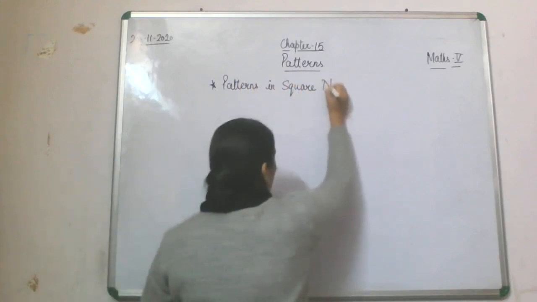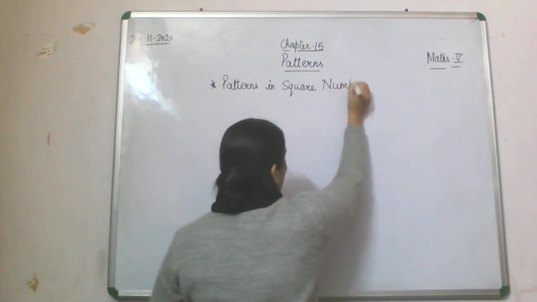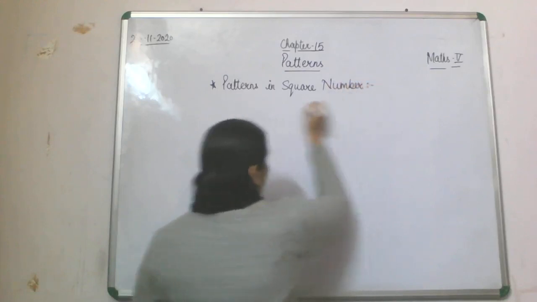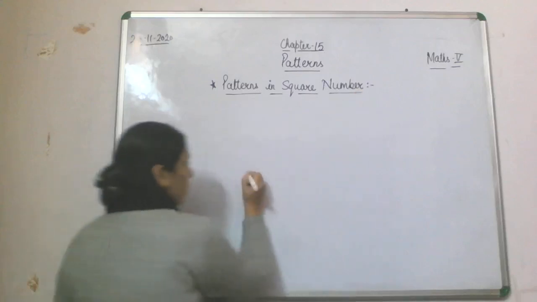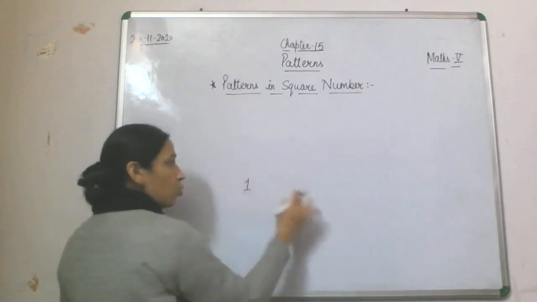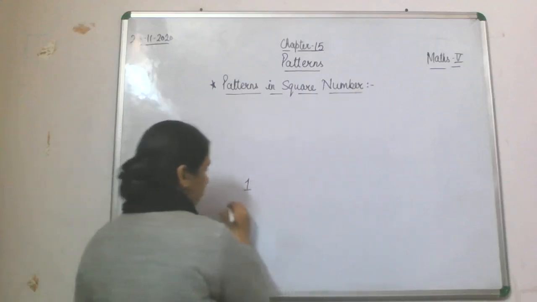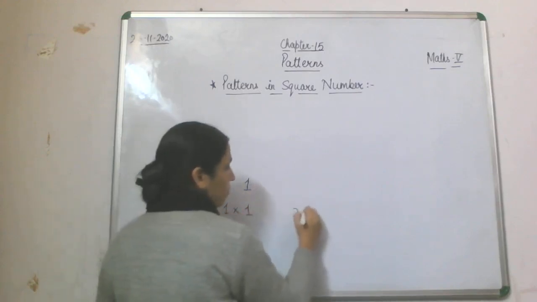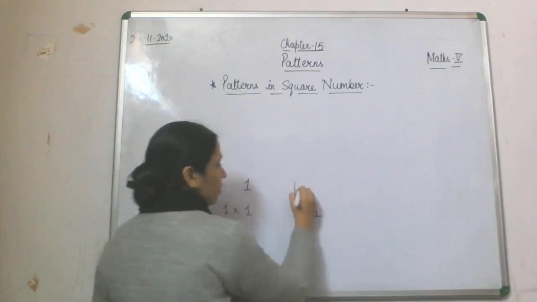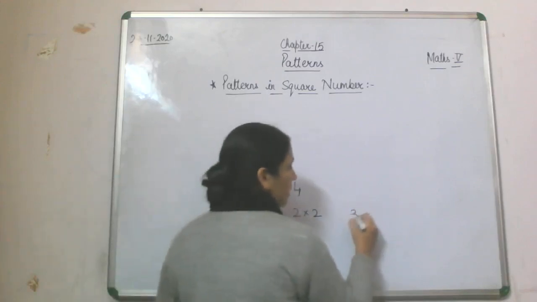Now what do you mean by square number? When a number is multiplied by itself. Let's say 1 will be multiplied by 1. So what am I getting here? 1. 2 will be multiplied by 2, I am getting 4. 3 will be multiplied by 3, I am getting 9.